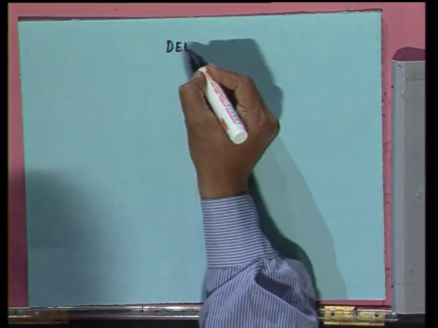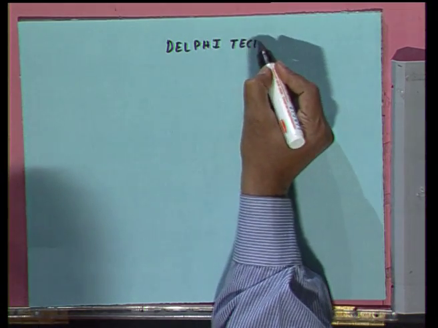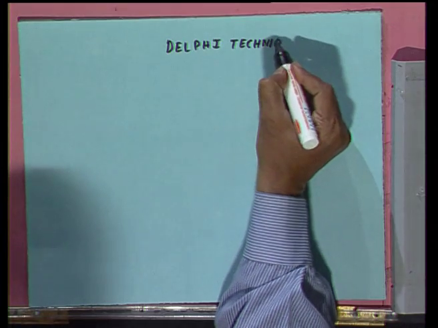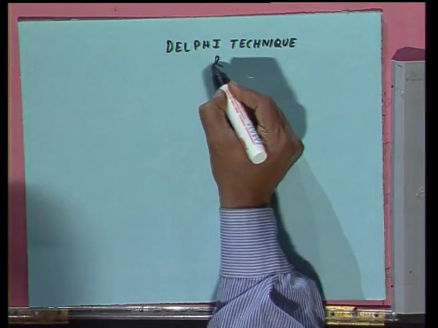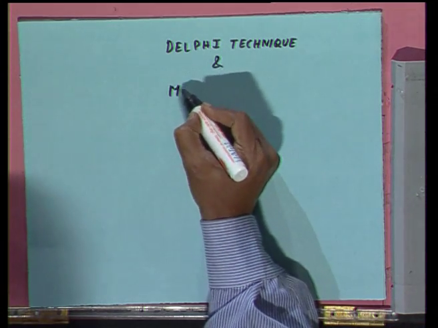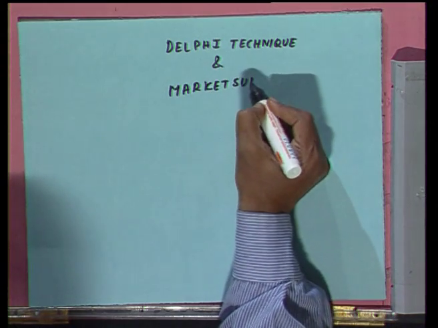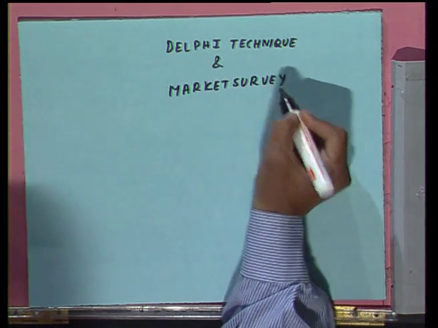Again, as in the case of consumer product, in industrial products also, when it is a brand new product, we have to again use the same techniques, that is the Delphi technique and the market survey technique. If it is a brand new product where there is no past data available, these are the two techniques which are available.